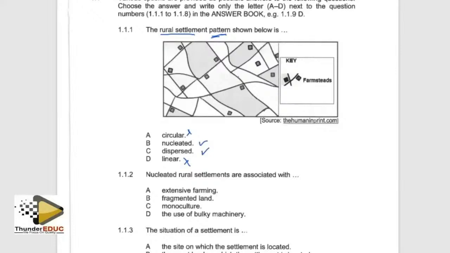So we are going to consider these two. The rural settlement pattern shown below is which one? We have here an isolated farmstead, and you can see that they are far away from each other. If the settlements are far away from each other, we say it is dispersed. Therefore, it becomes C.